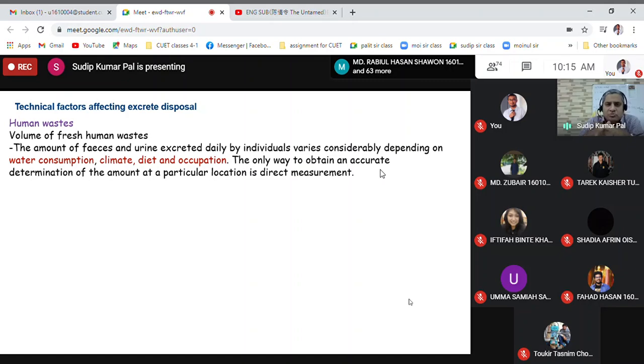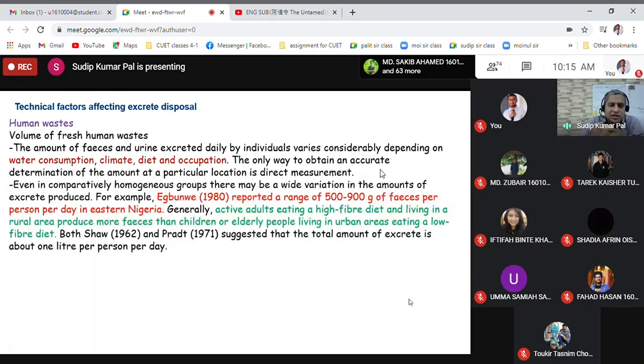The only way to obtain an accurate determination of the amount at a particular location is direct measurement. So you go there and you measure, you talk to the people about the water consumption, about the climate, what type of food they are eating on a day-to-day basis. That is the information you have to count. As you can see in the literature, it is a quite varied range, starting from 500 gram to 900 gram per person per day. This is just an example taken from the literature.